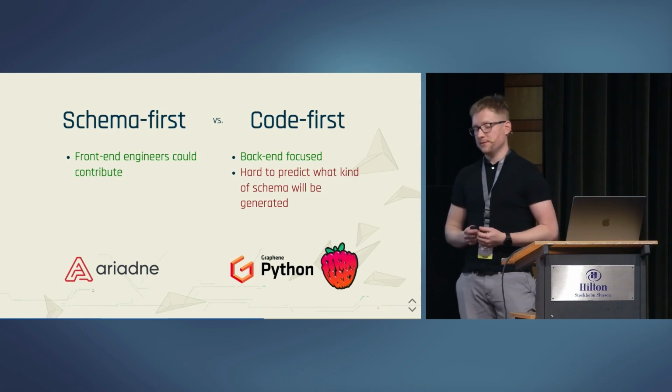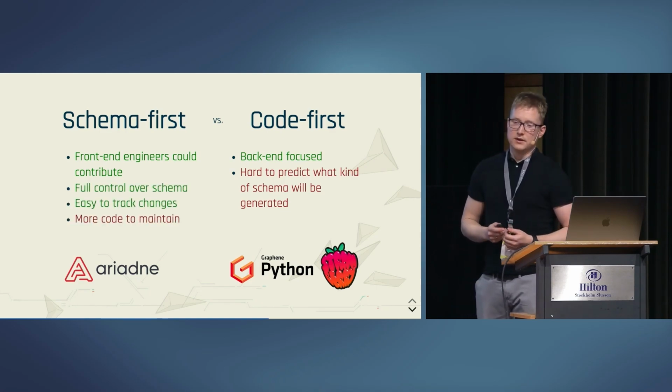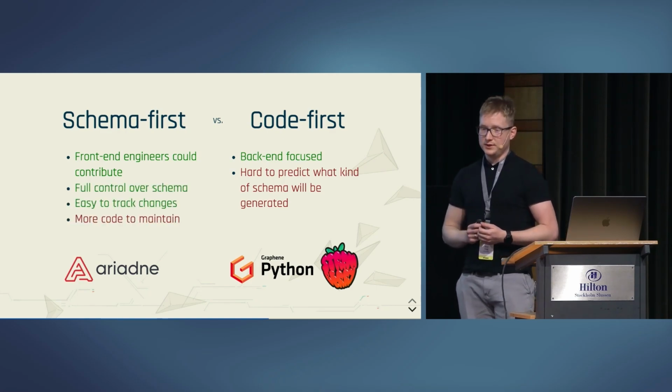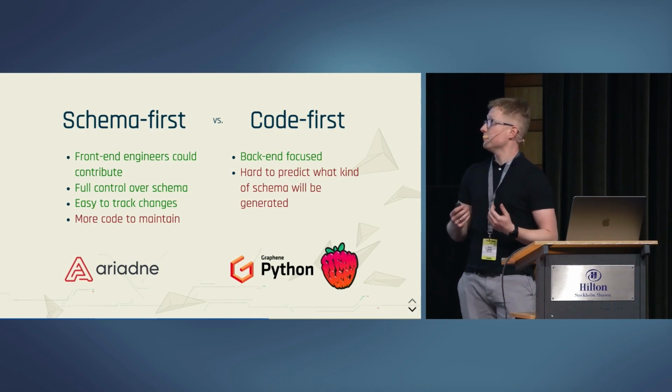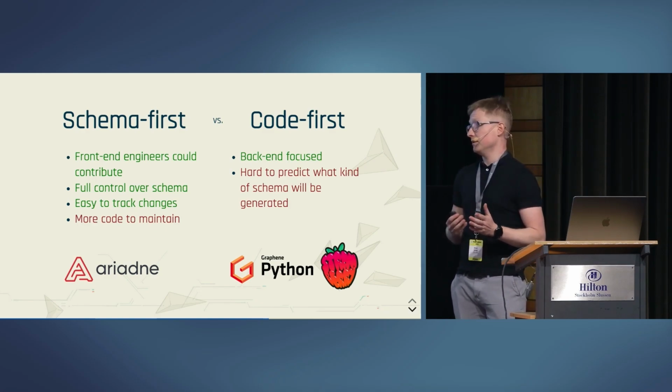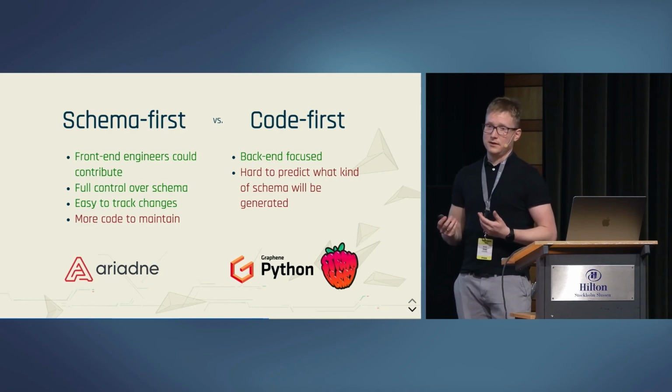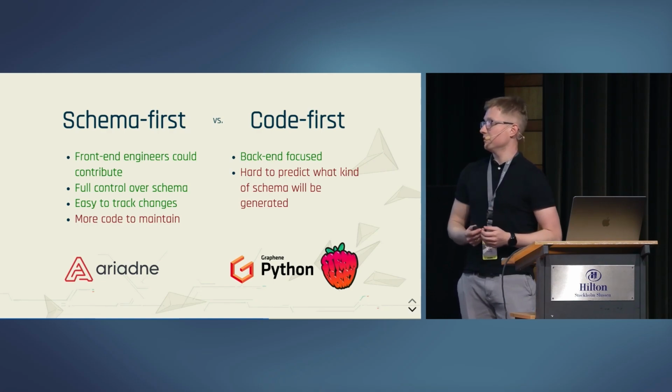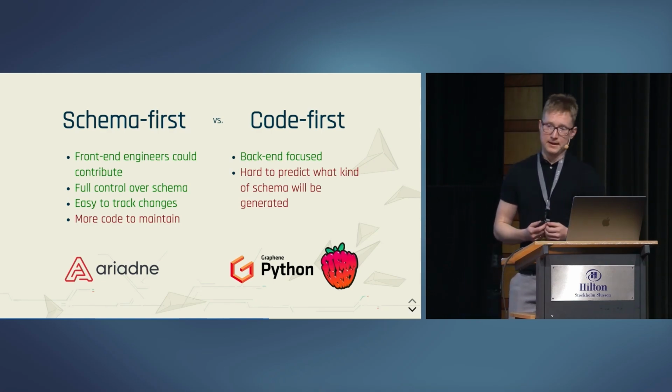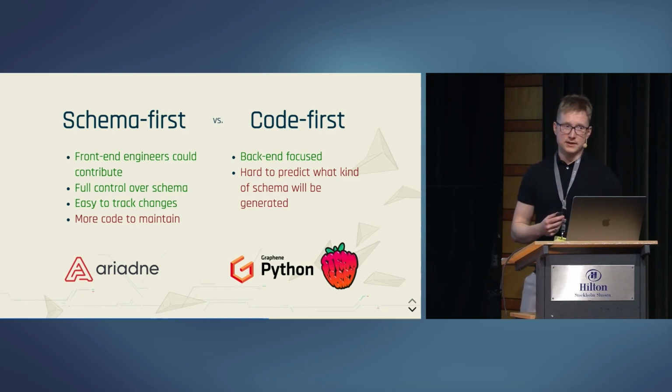Within schema-first, you receive full control over the schema, because the schema is essentially another file in your code repository, right? So it's easy to track the changes and see the full diff on the pull request. However, it could also be a downside, because you have more code to maintain, right?